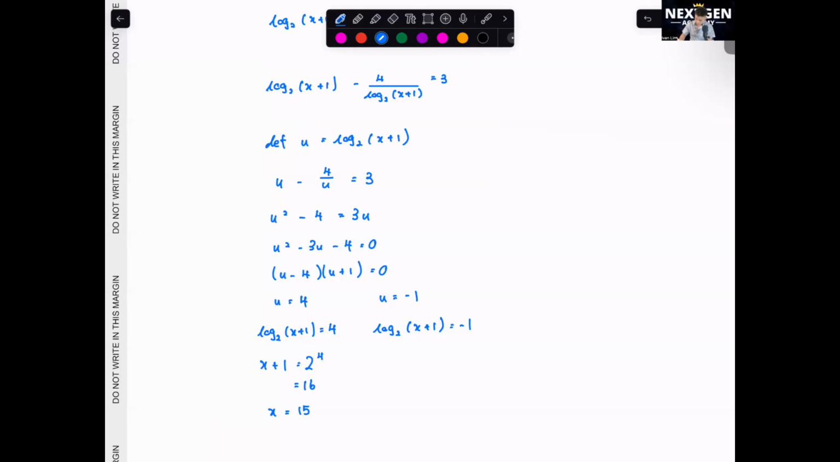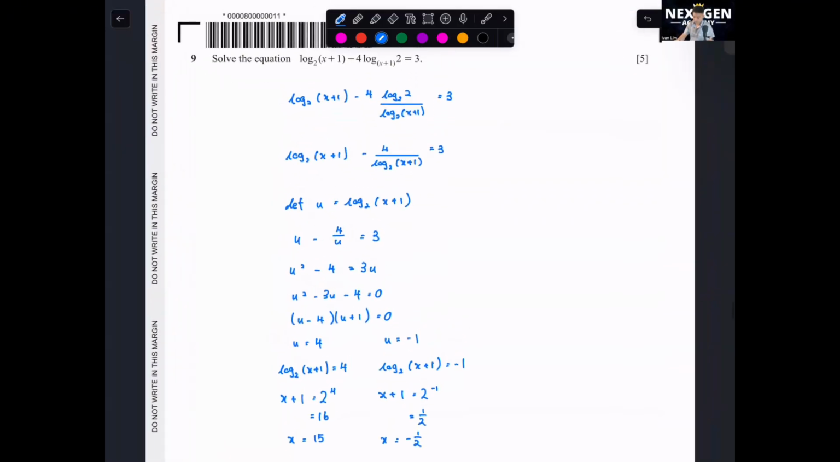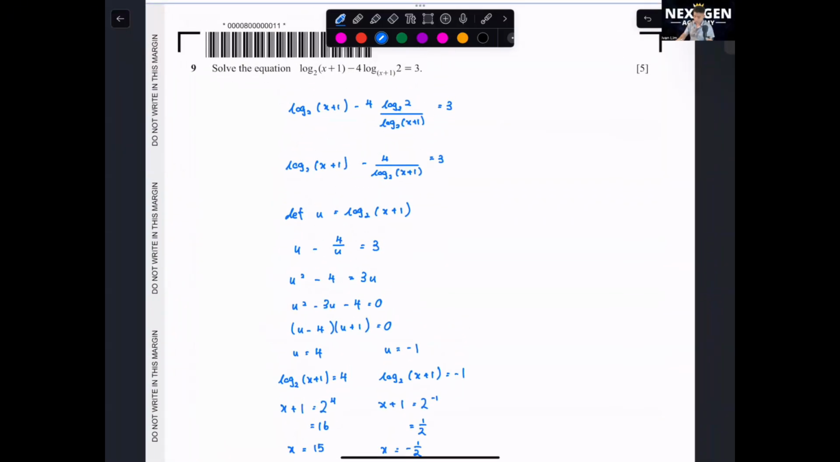And the next one here, x plus 1 is equals to 2 to the power of -1. This is 1 over 2. Therefore, x is 1 over 2 minus 1, which is minus 1 over 2. Okay, can x be minus 1 over 2? We look back into this question. Can x be -1 over 2?